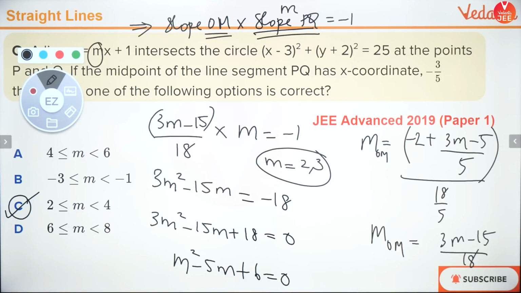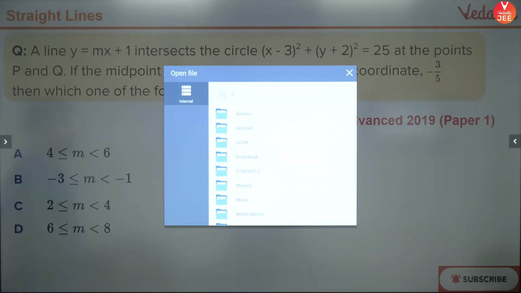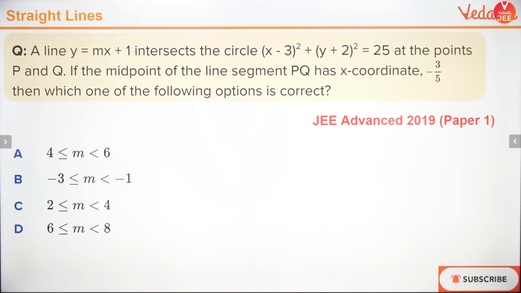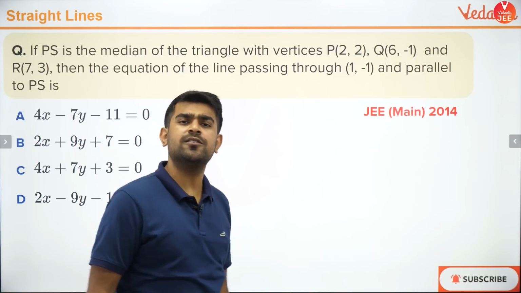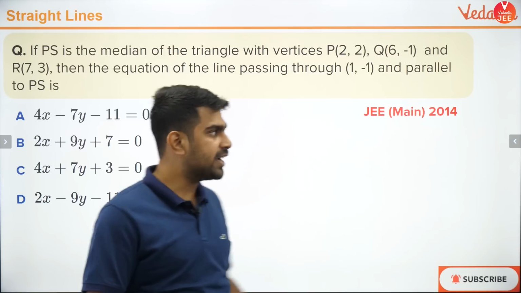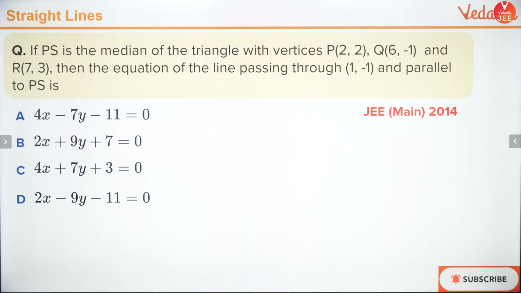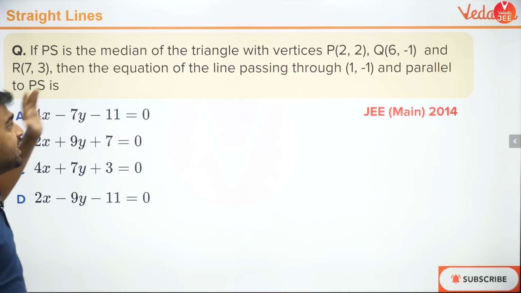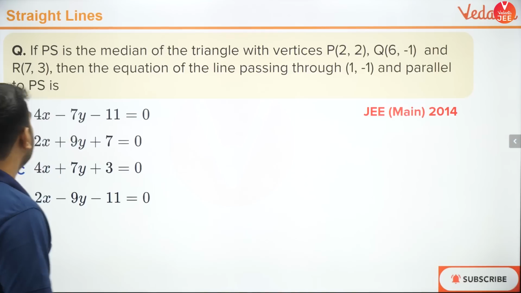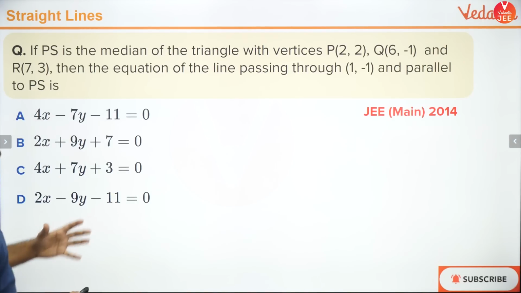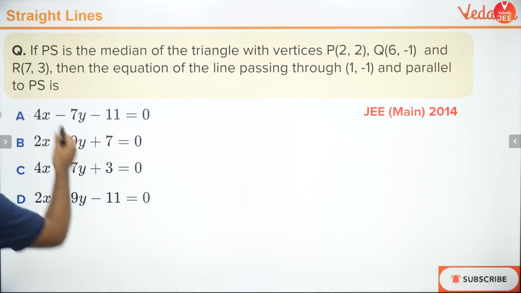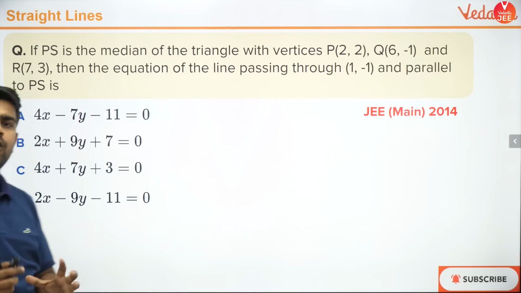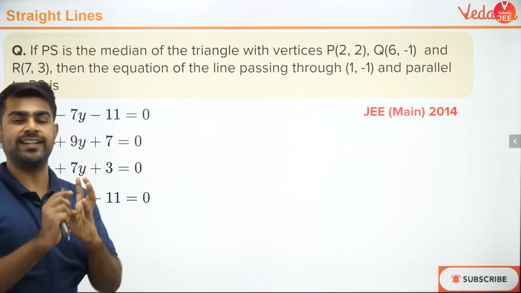The fifth one for today is also a JEE Main question. This is the last question for today. You guys are going to solve it. It is a JEE Main 2014 question. Here again we are coming back to triangles. We have PS being the median of our triangle PQR, and I want to find the equation of a line which passes through a given point and is parallel to PS. Very simple, straightforward. 4 marks if you get it fully correct.